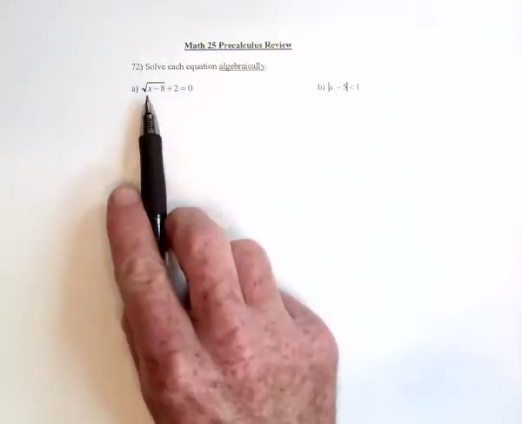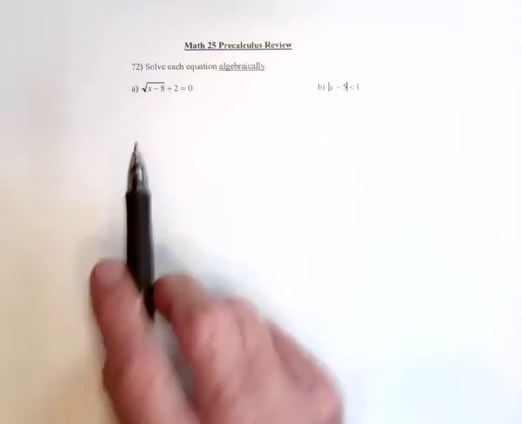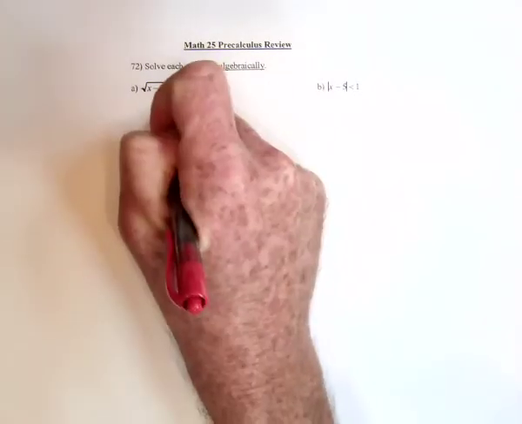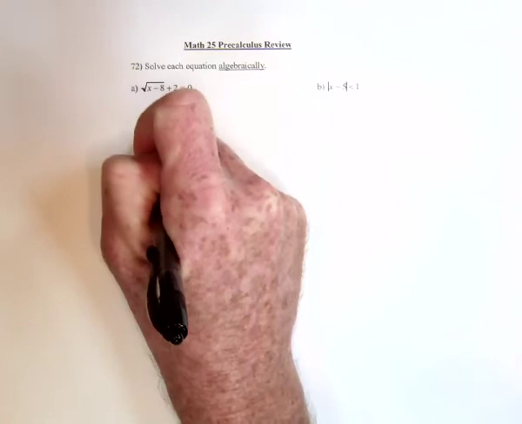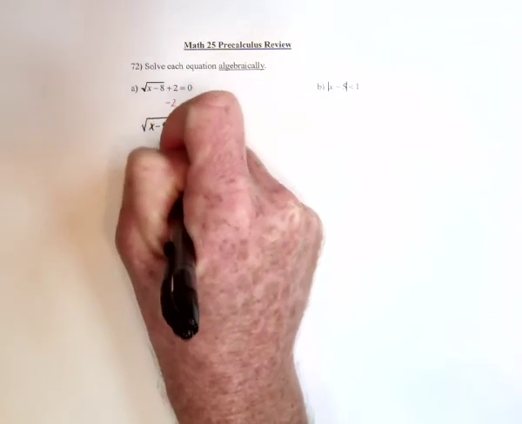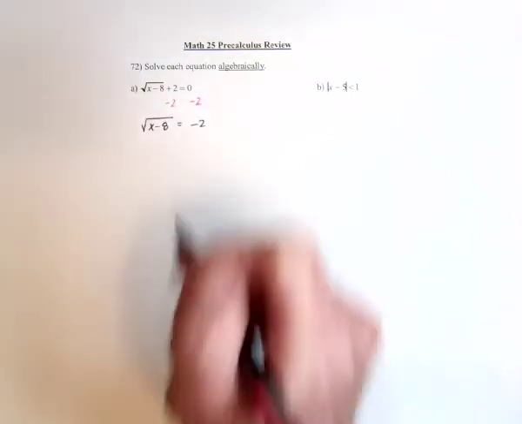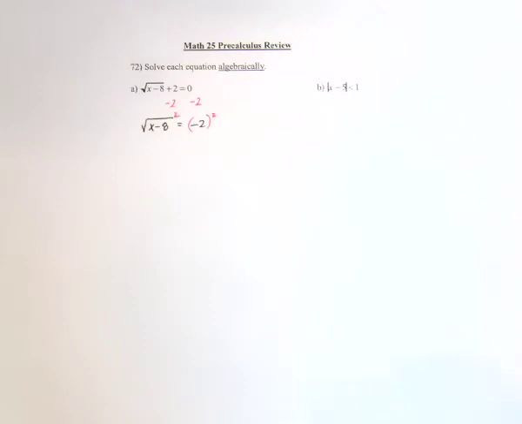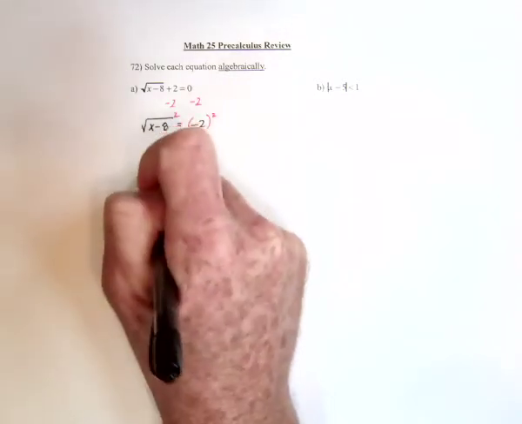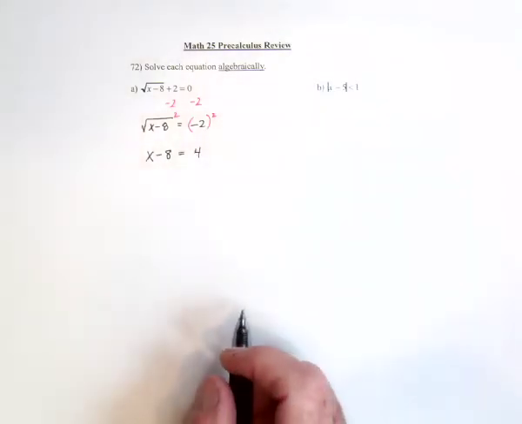With this equation, we will need to get rid of the radical by squaring both sides, but first we need to isolate the radical. So move the 2 to the other side, to the right-hand side, by subtracting 2 from both sides. And then you can square both sides. On the left-hand side, the square and the square root will cancel each other out, leaving just x minus 8. On the right-hand side, squaring a negative 2 makes a positive 4.